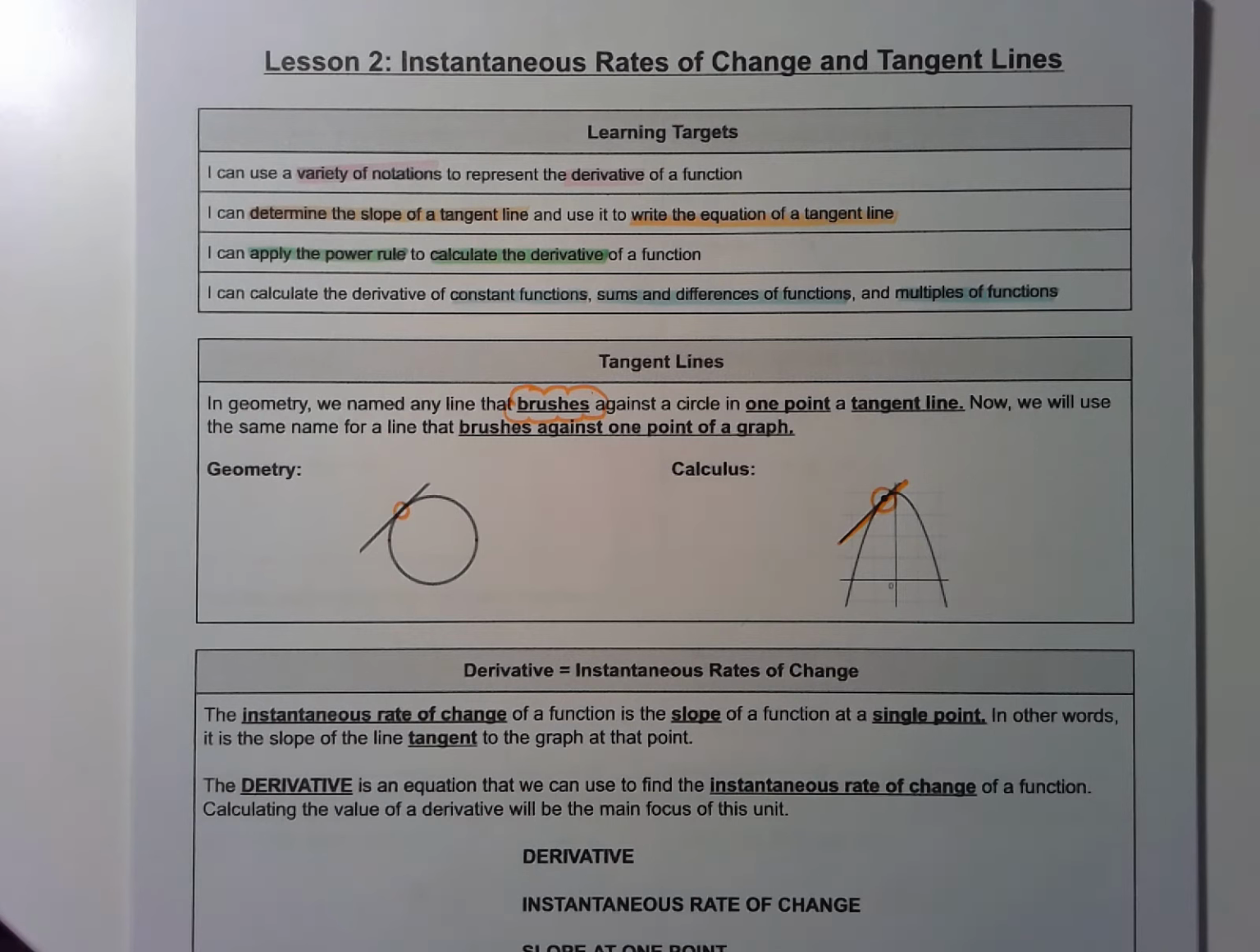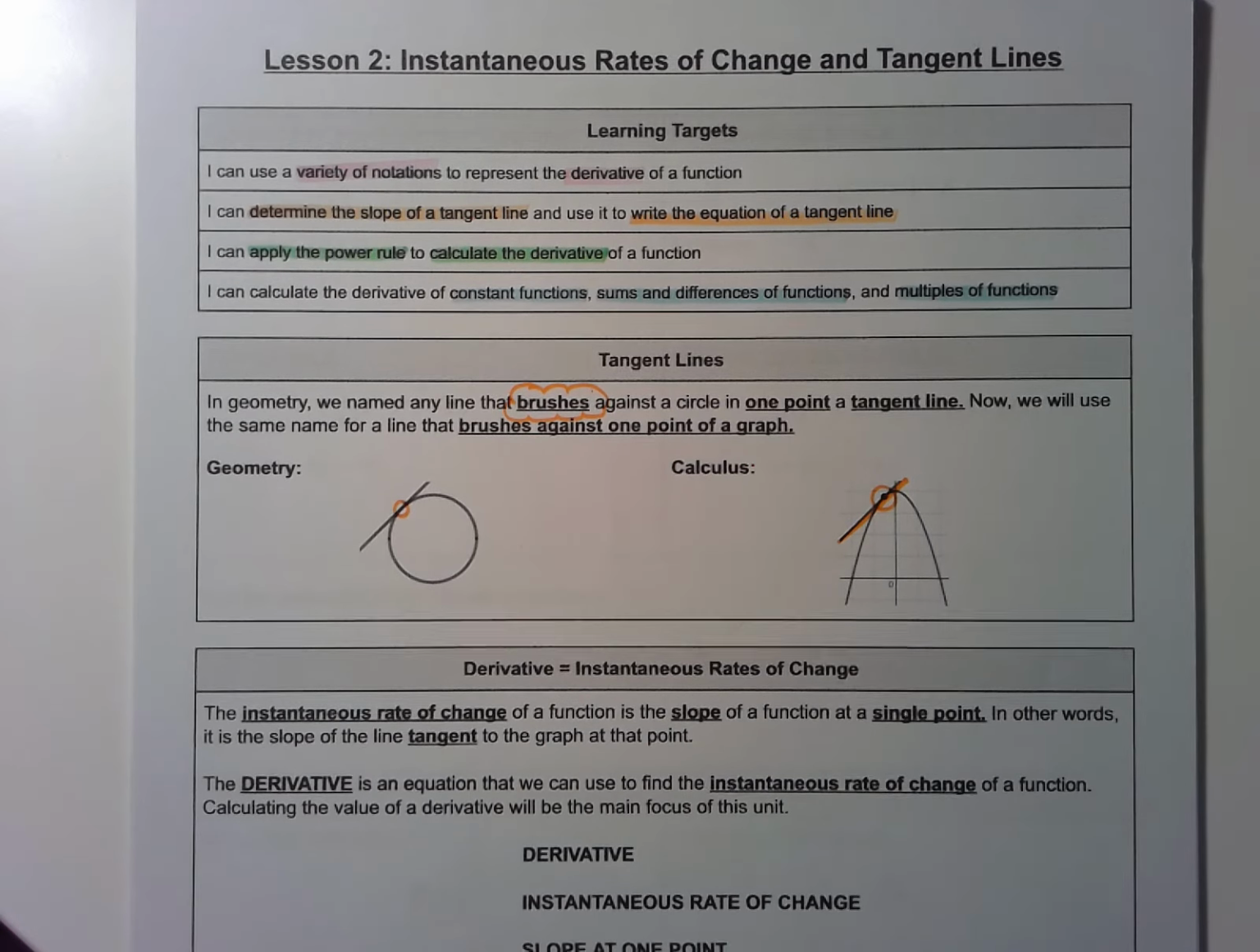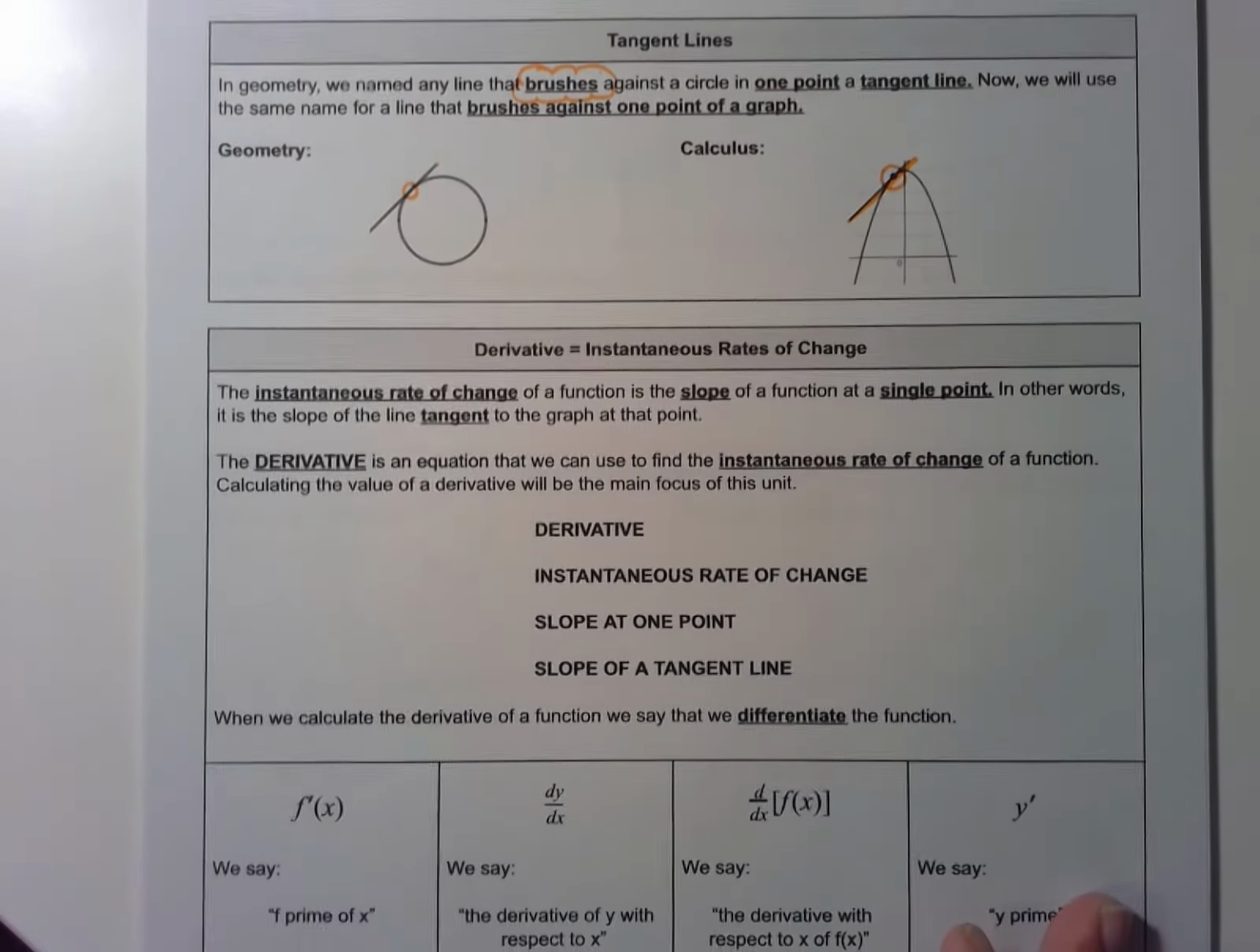Now, when we're talking about tangent lines, what makes them different than secant lines is that a secant line is going to touch a graph in two places. A tangent line is only going to touch a graph in one place. So since using our regular slope formulas that we've always used has required us to have 2 points, we are now going to need a different way to find slope because we're only going to have 1 point. So that's where we're going to start talking about derivatives.